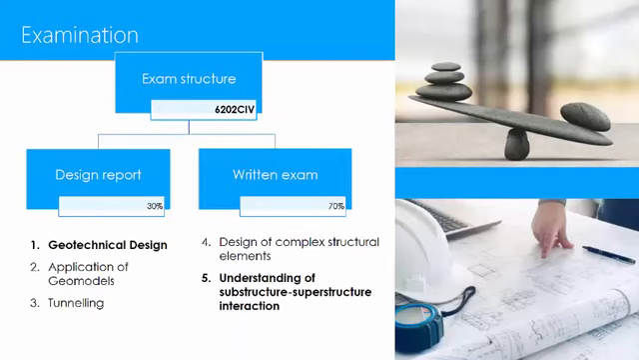The examination structure for this module consists of two parts. One is the design report and the weightage is 30%, and the other part is the written exam and the weightage of the written exam is 70%. In the design report, you will be assessed on the first and fifth learning outcomes. This is geotechnical design and understanding of substructure and superstructure interaction.